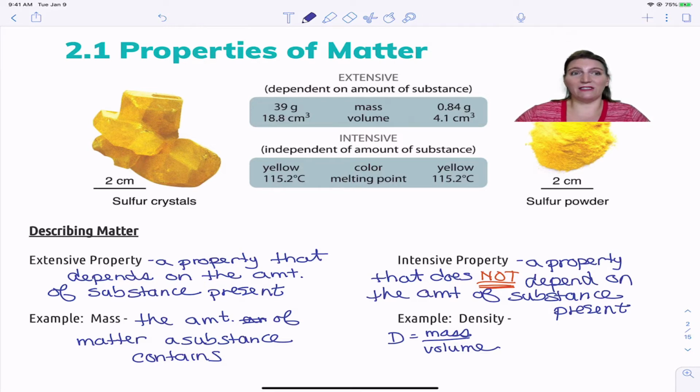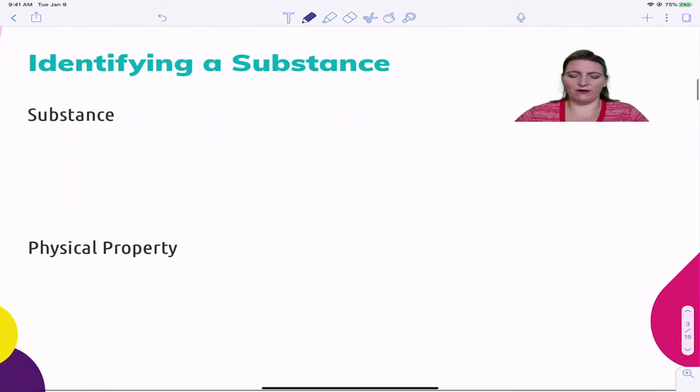Another way to think of an intensive property is if you could look it up in a textbook and say, what is the color of sulfur? The answer will always be yellow. What is the mass of sulfur? Well, it would depend on how much you have. Okay? A couple more vocabulary words here.